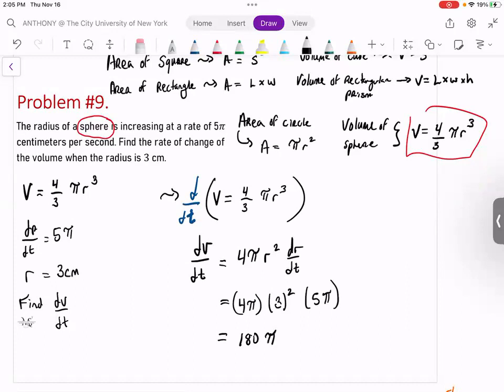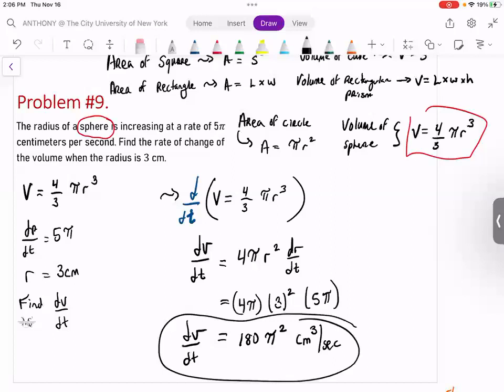This is going to look a little funky. Pi squared, because you actually have to do pi times pi. So you get pi squared. And your units, well, since we're dealing with volume, will be centimeters cubed per second. And that will be your solution to problem number 9.